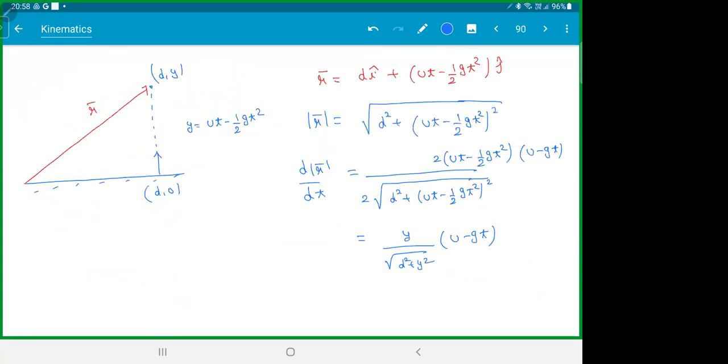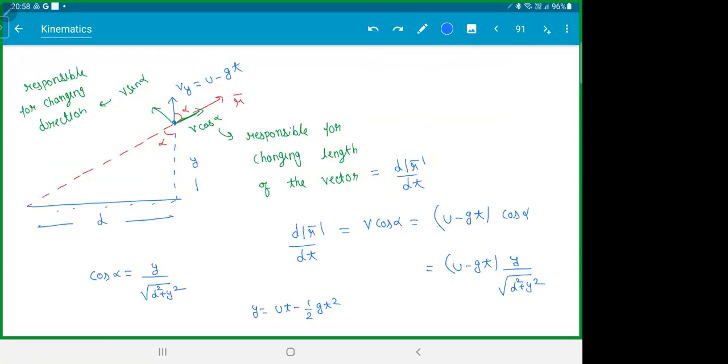This is how you do brute force. In MATLAB, there is no understanding, nothing. You just find r bar, get the magnitude and differentiate. Please check. Any doubts on this? Ask me.